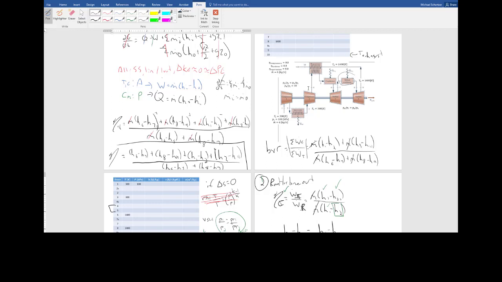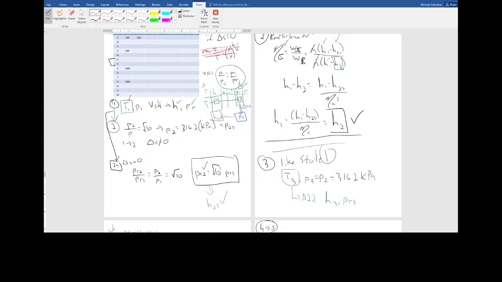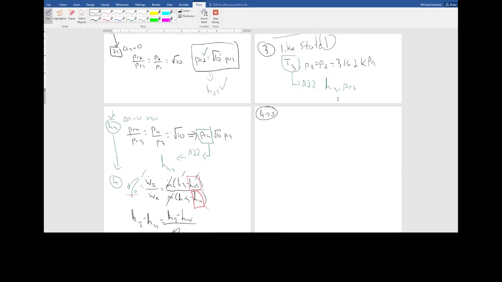Okay, so now we're going from 4 to 5. That's through this regenerator. Now, there's a couple things we know here. One of them is this new thing called regenerator efficiency, and they told us that it's 0.8, and that this is Q dot into the cold side divided by Q dot cold max.